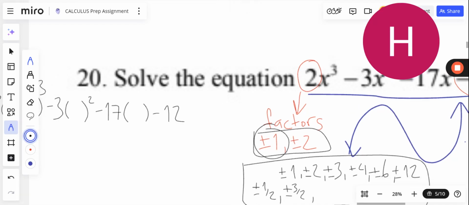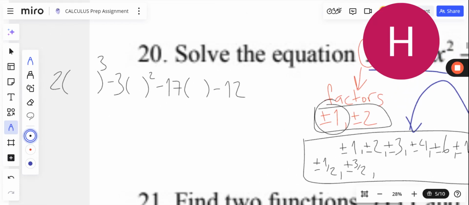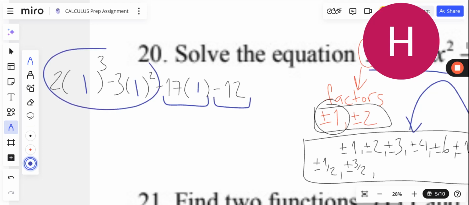Lastly, we have minus 12. Now, I'm not going to want a 1. Why do I not want a 1? Well, because minus 17 times 1 is negative 17, and then minus 12, that makes negative 29. There's no way all of this is going to balance out to a positive 29 and give us 0.